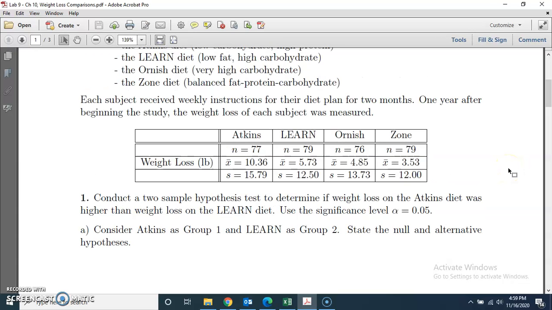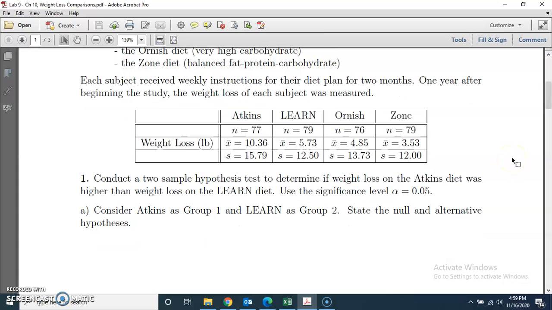So we have this table of data. It says each subject received weekly instructions for their diet plan for 2 months. So everybody that volunteered got 2 months of instructions. 1 year after beginning the study, the weight loss of each subject was measured. So it wasn't until a year later that they gathered all of their data to see how much weight people had lost through the different diet plans.